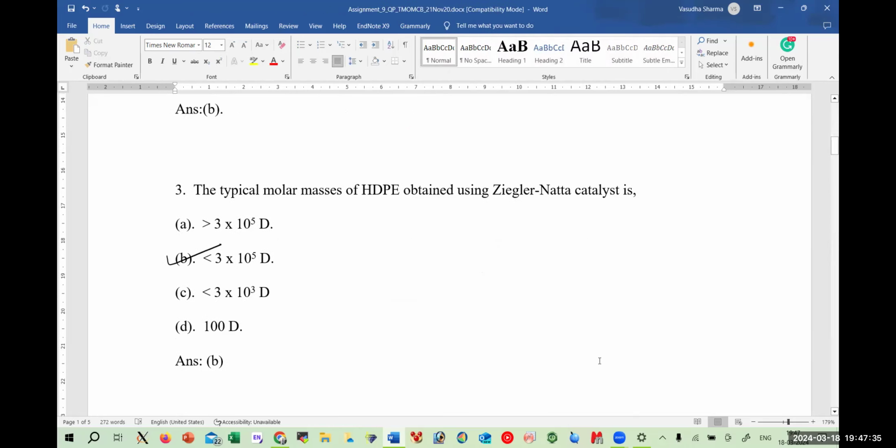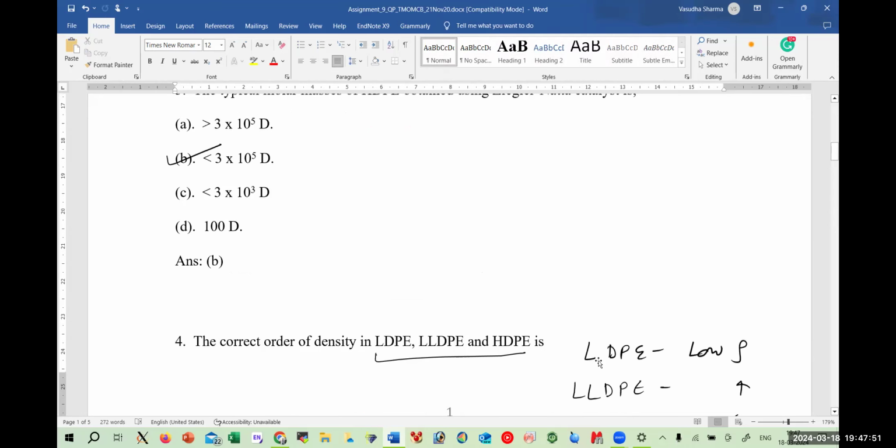Then this is a question from the Ziegler-Natta catalyst also, that the typical molar masses of the high density polyethylene would range in less than 10 to the power 5 Daltons. It can't be more than that and not even lesser than that range. So it's just a theoretical answer.